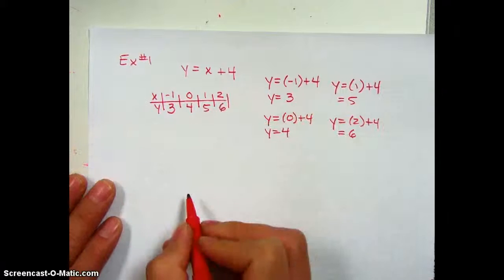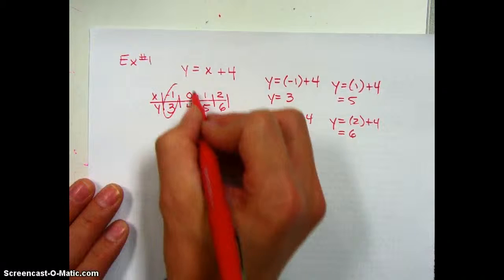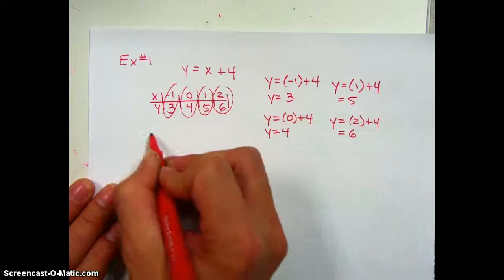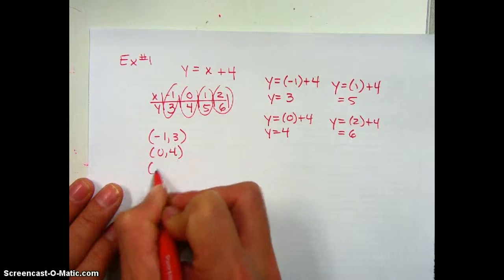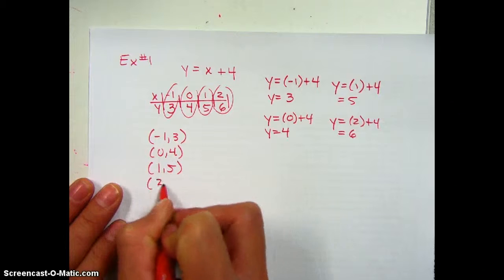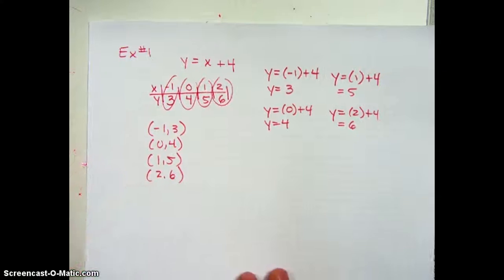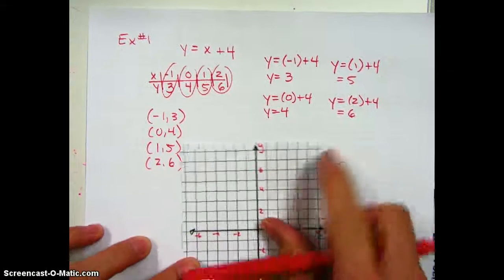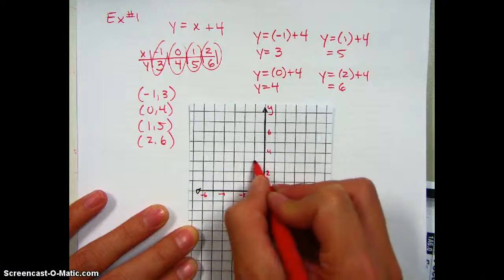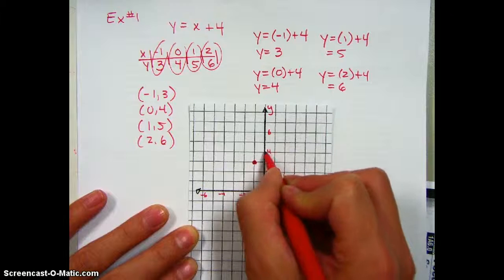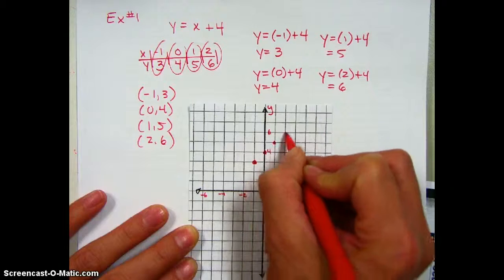Okay, and so I have my ordered pairs here. There's one ordered pair, another, third, and a fourth. Right? -1, 3, 0, 4, 1, 5, and 2, 6. Okay, so now if I go to a graph, I just happen to have one available, I can plot these points. I go to -1, positive 3, 0, positive 4, 1, 5, 2, 6.